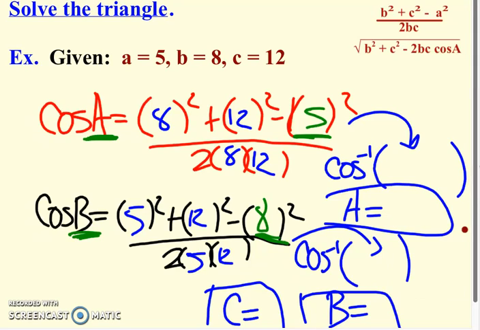That calculation should be able to go into your calculator in one shot. What you'd want to do as grouping symbols is inverse cosine, you're going to get a parenthesis on your calculator. The entire numerator in a set of parentheses divided by the denominator in a set of parentheses. Hit enter, should be good. Again, remember you got to be in degree mode. We're talking about getting your angles in degrees.